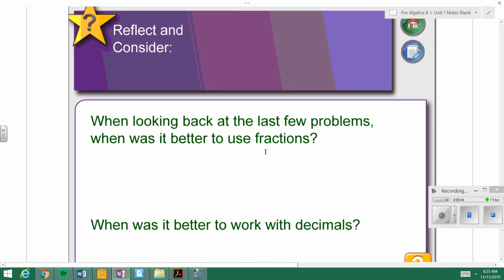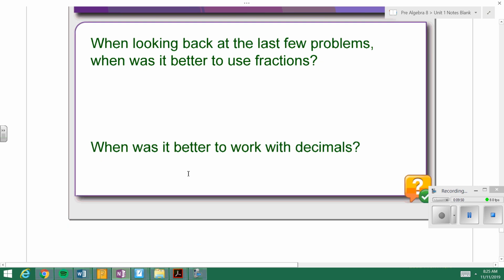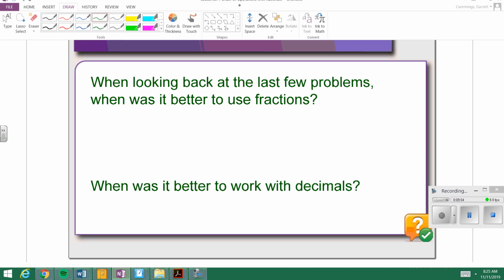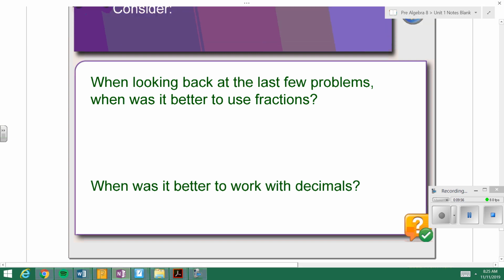So let's reflect and consider, when looking back at the last few problems, when was it better to use fractions, and when was it better to use decimals? Well, in my humble opinion, I'm not necessarily a pro, but when dealing with this stuff, when was it better or easier to work with fractions? I would say when the decimals repeat. When you have a repeating decimal.